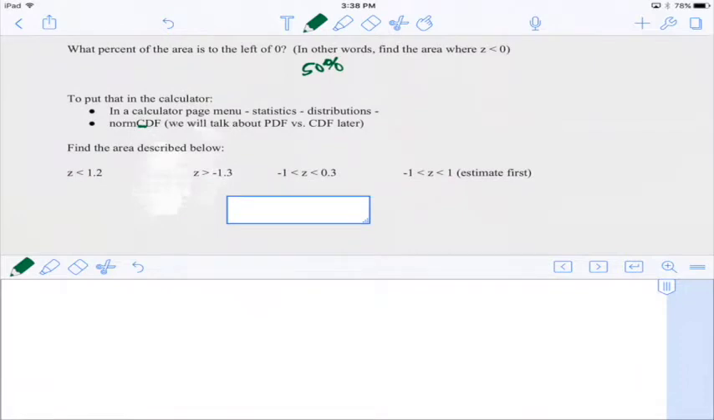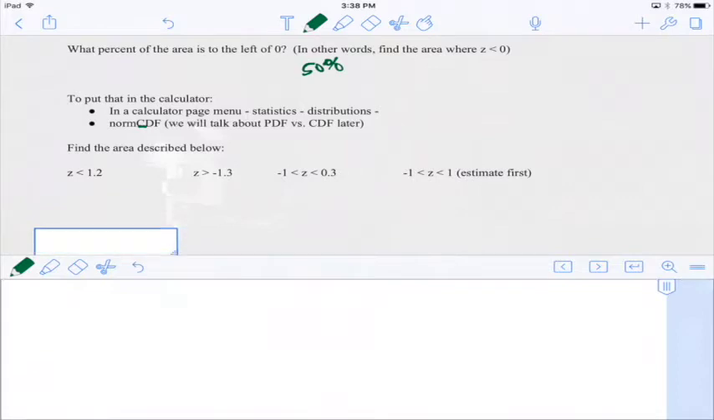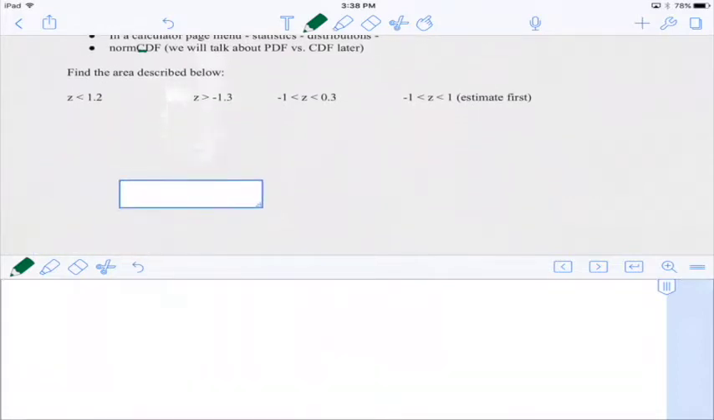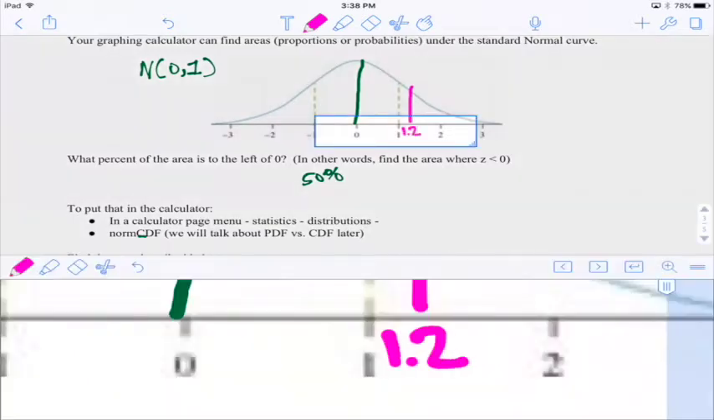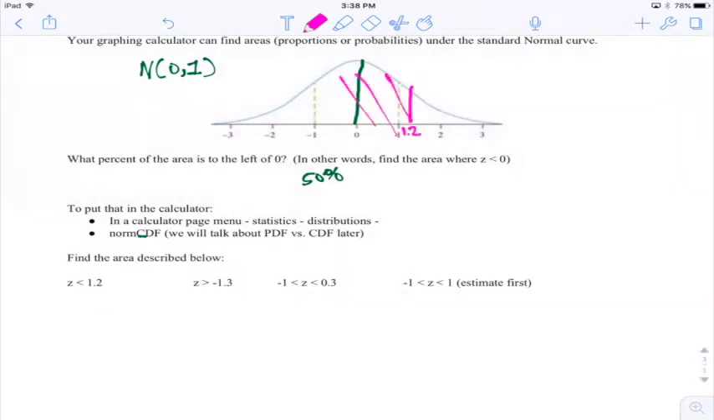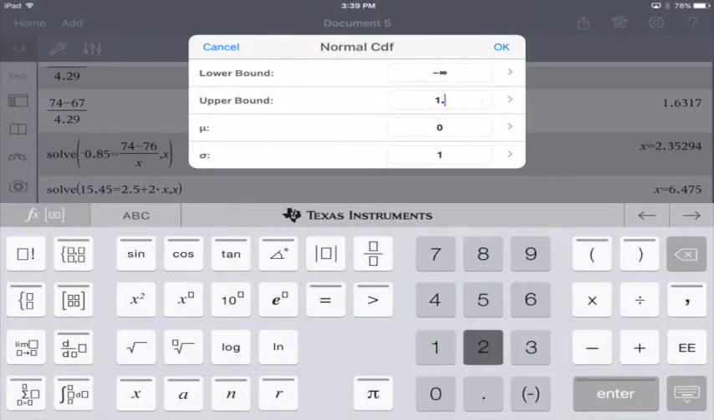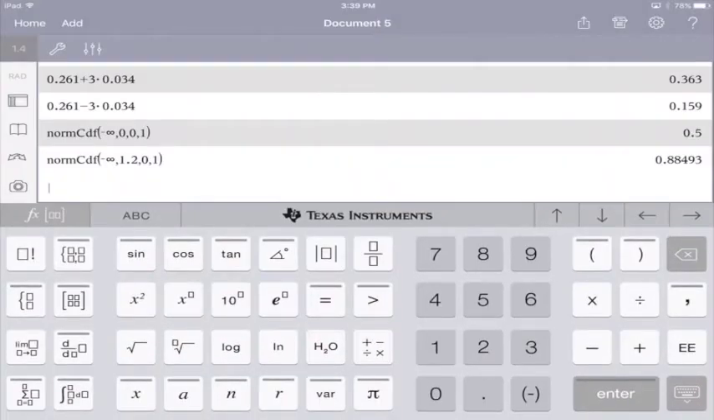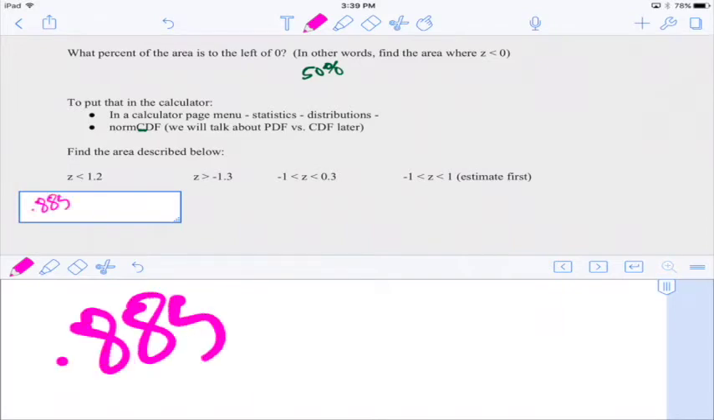Now we're going to use our calculator to do the rest of that, where z is less than 1.2. Now I'm going to draw a picture every single time, but I already have a picture, so I'm just going to use it. So there's 1.2 roughly, and I want the area less than 1.2. So that area. So this time we're looking at negative infinity to 1.2 with the same mu and sigma. And that's 0.88, and I'm going to round that to 5. So this is 0.885. I could say 88.5% if I wanted, but it doesn't matter.